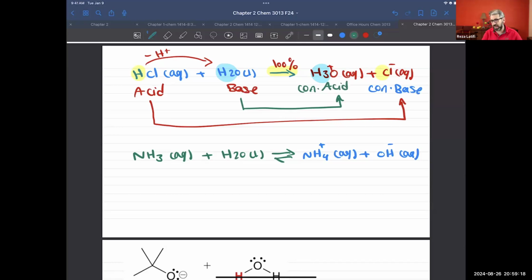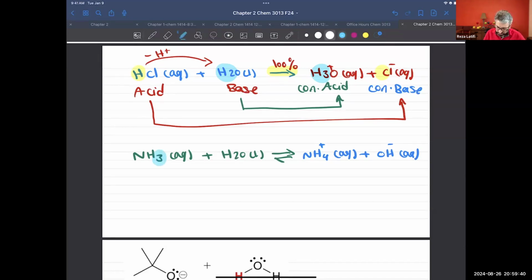Okay, if you call it an acid, it must have H plus, or at least it must have H attached to it. Then you can call it a conjugate acid. If there is no H attached to it, that's not going to be an acid, because an acid should be able to donate H plus.